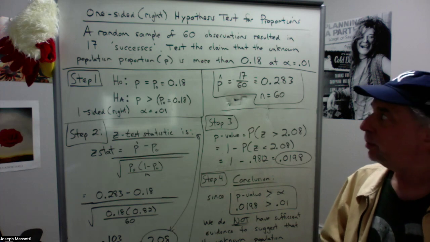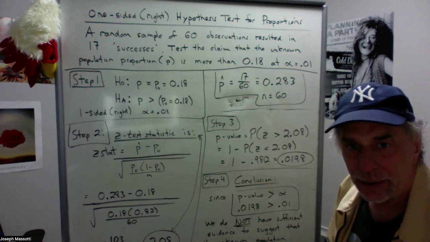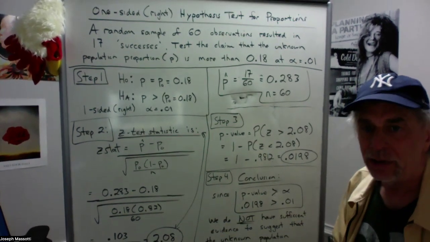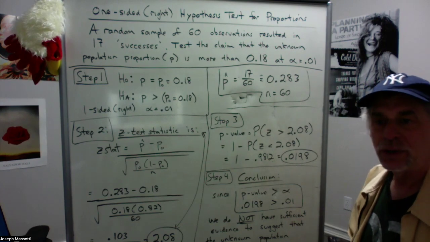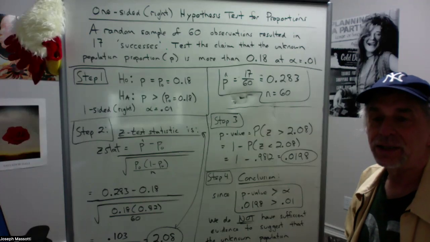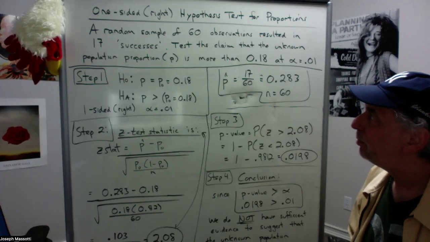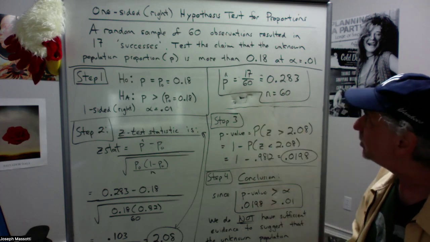So let's go through this one. This is an example. This is pretty much a generic example here. I'm not giving you a real situation. I'm just giving you the outline, the numbers, the way to conduct the test. We know how to conduct a hypothesis test, the 4 steps that we've talked about. So in this case, we have a random sample of 60 observations.